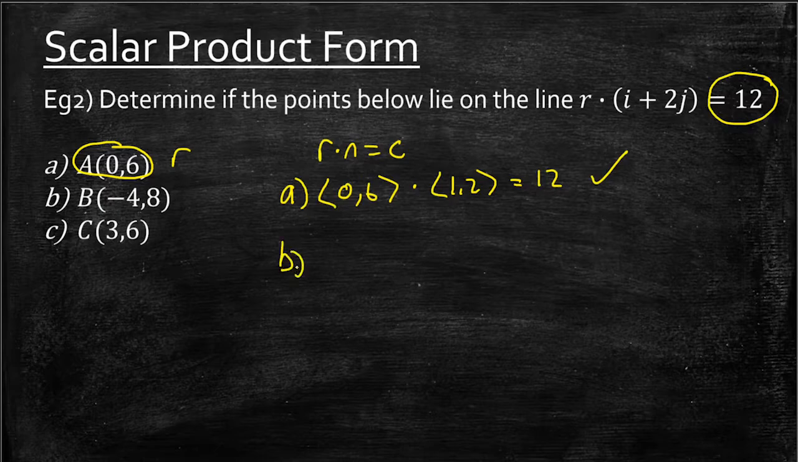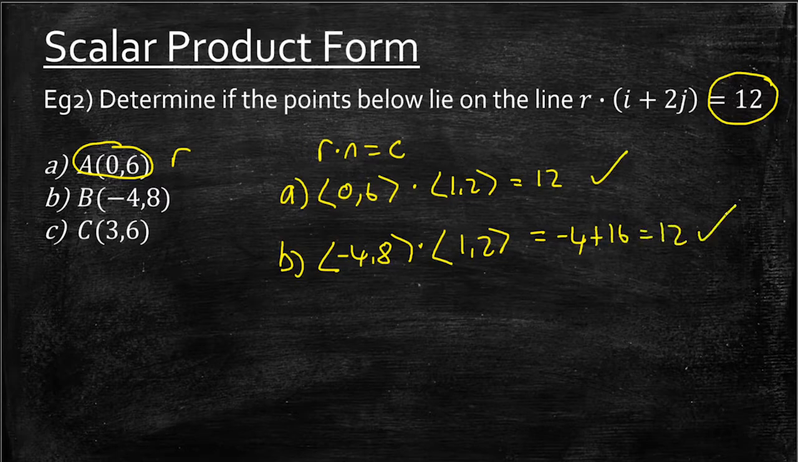Let's try point B now. So point B is negative 4, 8. Again, I'm substituting that in as my r position vector. And again, the normal vector to the line hasn't changed. It's still 1, 2. And when we solve this, we're going to get minus 4, because negative 4 times 1 is negative 4, and 8 times 2 is a positive 16. And that also equals 12. That also satisfies this equation here. Therefore, the point B also lies on the line.